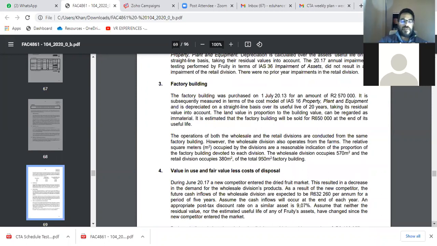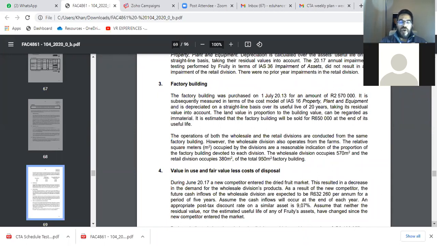So note number 3 speaks about the factory building. The factory building was purchased on 1 July 2013 for an amount of 2,570,000 Rand. It is subsequently measured in terms of the cost model and is depreciated on a straight line basis over its useful life of 20 years. Taking its residual value into account, the land value in proportion to the building can be regarded as immaterial. It is estimated that the factory building will be sold for 650 at the end of its useful life. Okay, so that is the residual value.